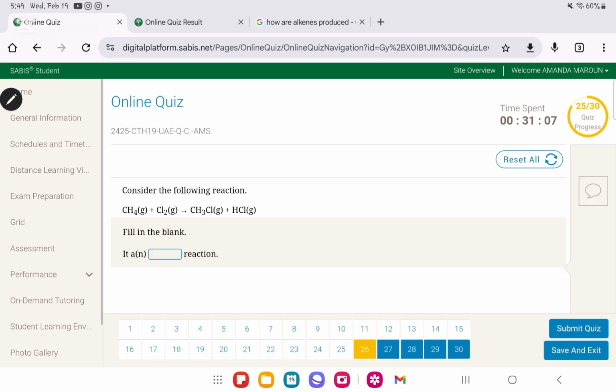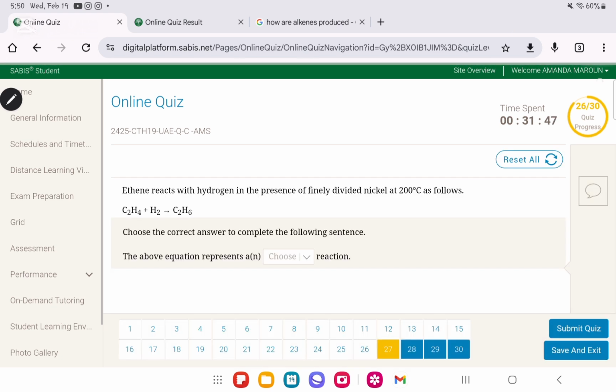We move on to question number 26. They showed us this equation. As you can see over here, we had CH4. You added to it Cl2. Now CH4 is what? It is an alkane, and alkanes undergo substitution. So definitely this is going to be a substitution reaction. And as you can see, it was Cl2 and CH4, then it became CH3Cl and HCl because you substituted it.